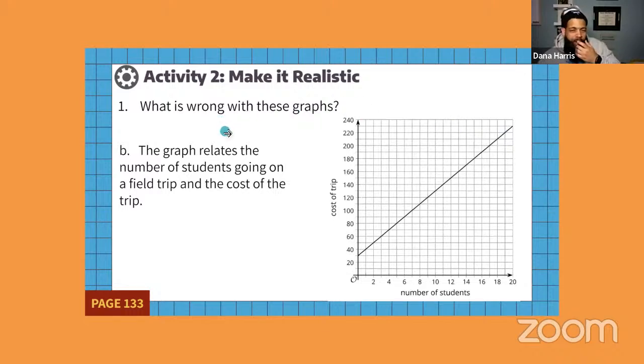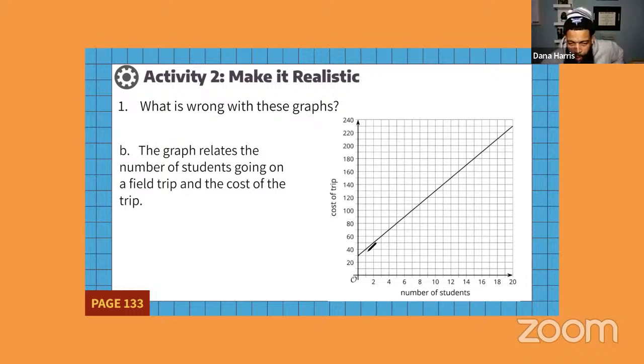What's wrong with this graph? It says the graph relates the number of students going on a field trip and the cost of the trip. Well, we could see what's wrong with this. Let's look at the inputs: 2 students, 4 students, 6, 8, 10, 12, all the way to 20.